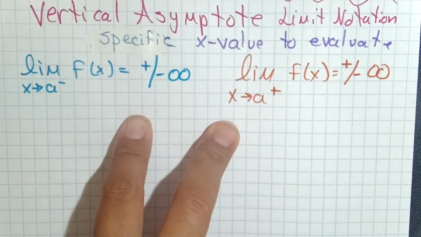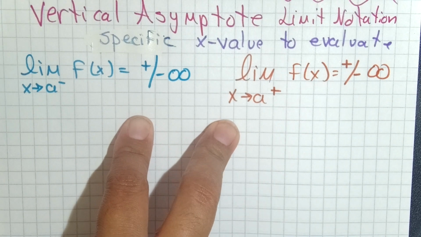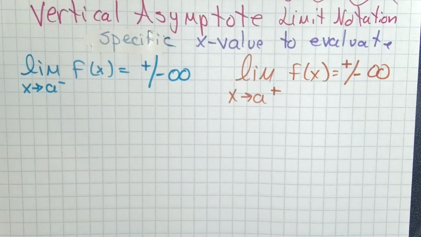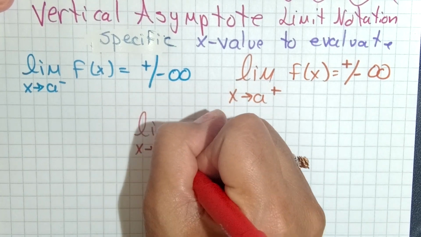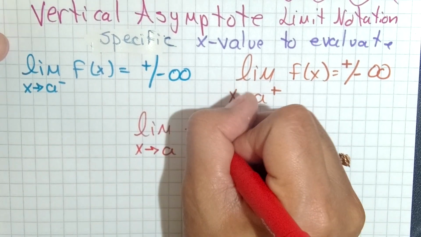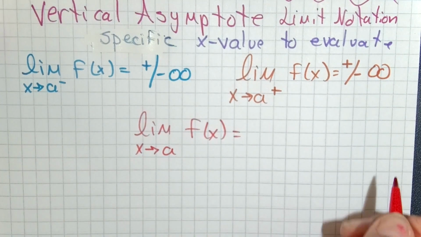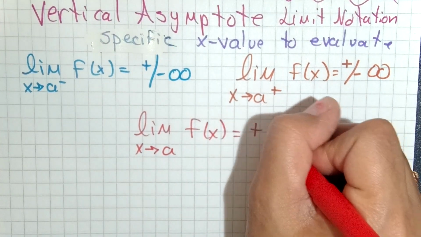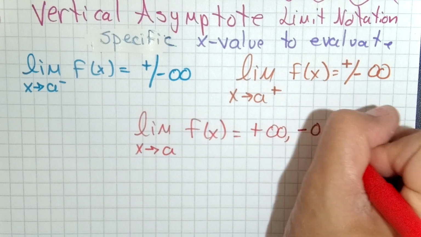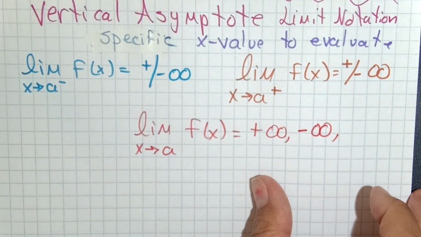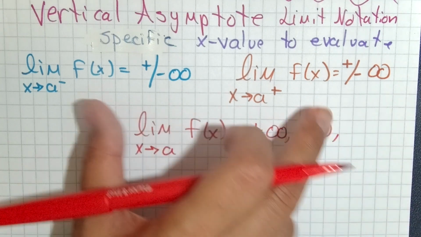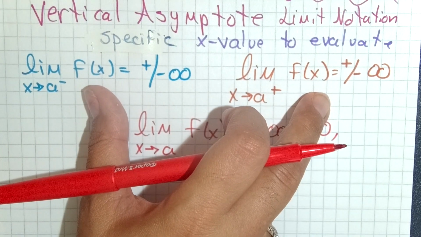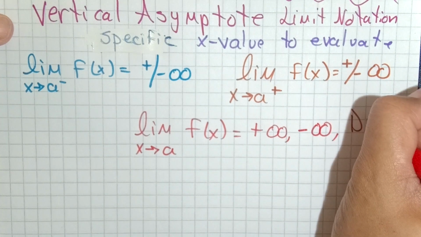And because we have a specific a value, we can evaluate the normal limit. That one will be the limit as x approaches a. And this one can be positive infinity, negative infinity, or what do we think? If these two don't match, what is it? Does not exist.